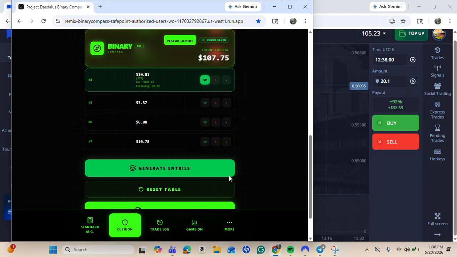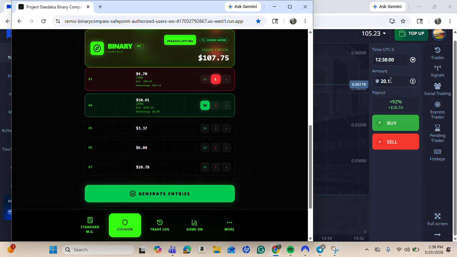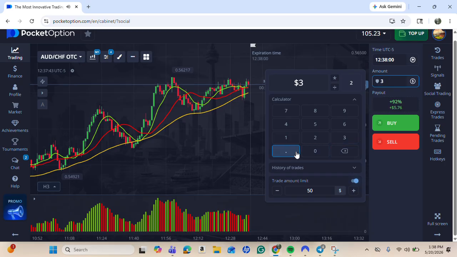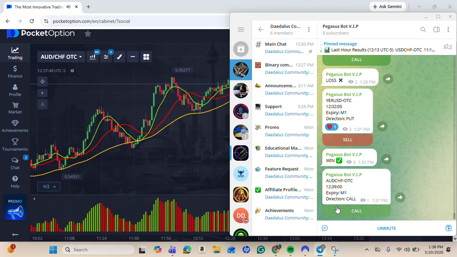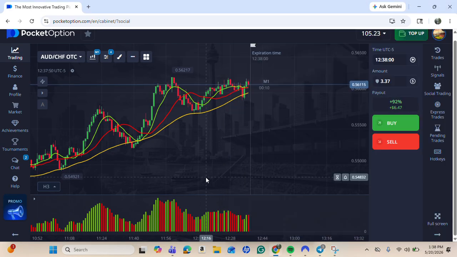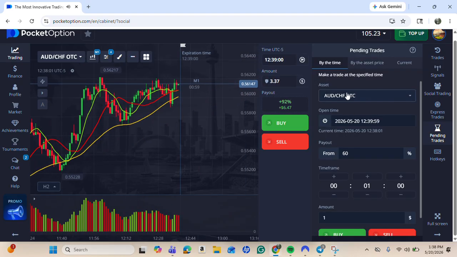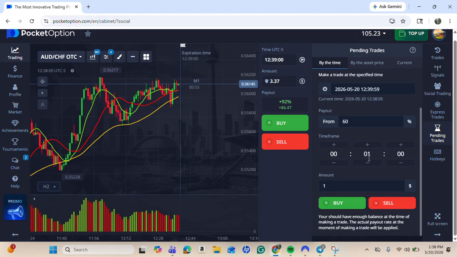Our new trade money is 337. And we're gonna buy at 39. When this reaches 39, we're gonna buy. So it's 12.39, we're gonna buy. In pending trade, you can set it up like that. Okay, we are on ADU Chef. Watch the payout percent, you set it up. Time frame 1 minute. Trading amount, this much, you set it up.